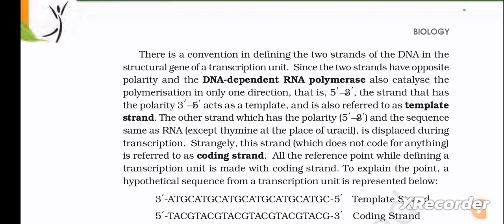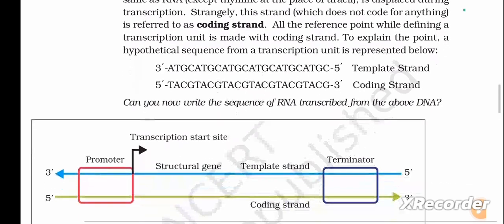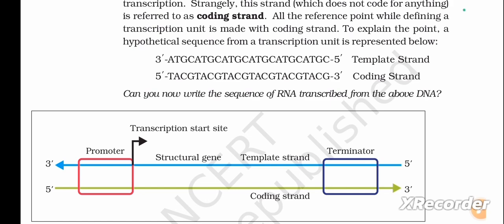The other strand, which has the polarity 5' to 3' and the sequence same as RNA except thymine at the place of uracil, is displaced during transcription. Strangely, this strand, which does not code for anything, is referred to as coding strand. All the reference points while defining a transcription unit are made with the coding strand. To explain the point, a hypothetical sequence from a transcription unit is represented below. You can check it out. I will be providing it at the end of this audiobook. They have given the template strand as well as the coding strand also.